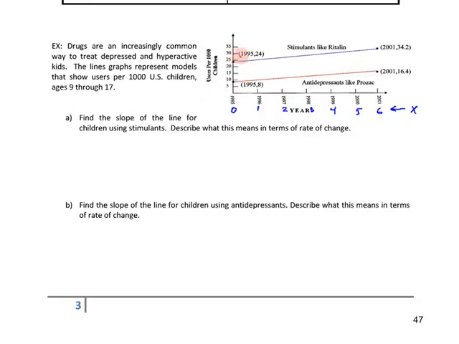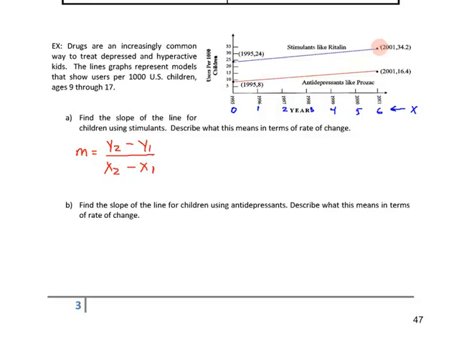The y-axis is the number of children out of every 1,000. So the starting point for stimulants like Ritalin means 24 out of 1,000 children were using it in our x0 point, or in 1995. And we see a steady incline between these two. Actually, we're given the starting points and the ending points. We want to find the rate of change. That is, what's the number of children out of 1,000 per year increasing as we go from one year to the next. That's what the slope of the line is going to tell us. So the slope of the line using stimulants, that's the blue line, is going to be m equals y2 minus y1 over x2 minus x1.